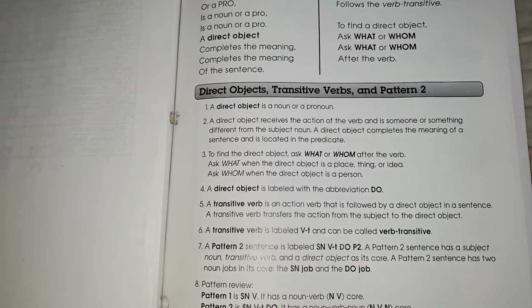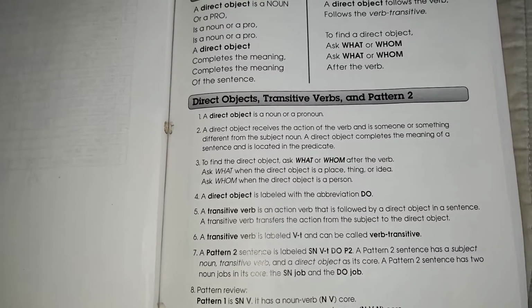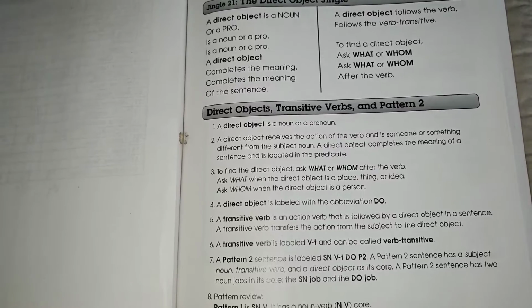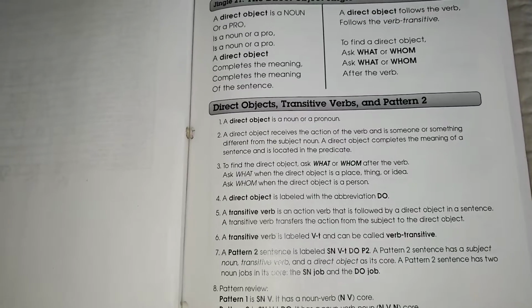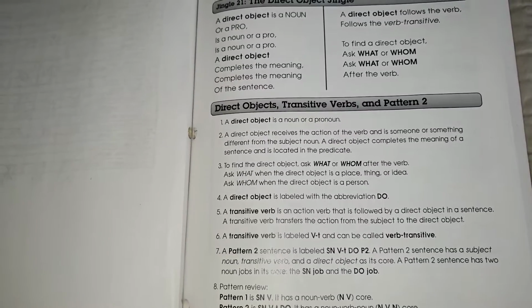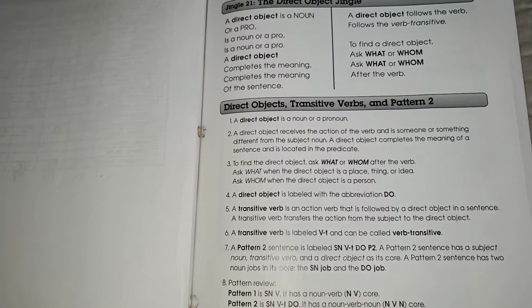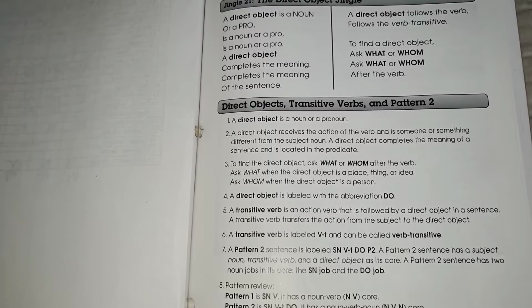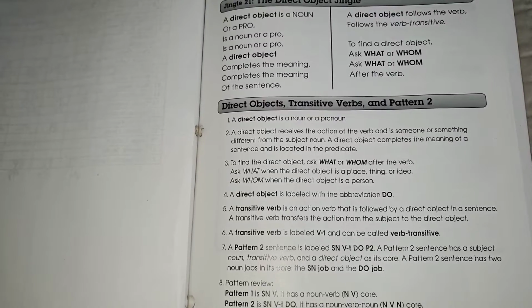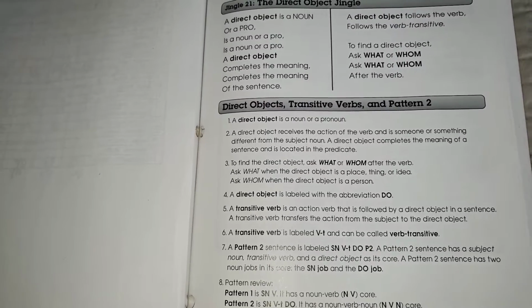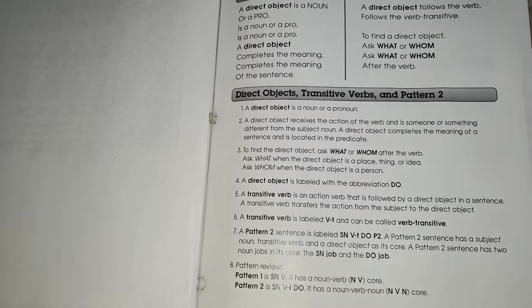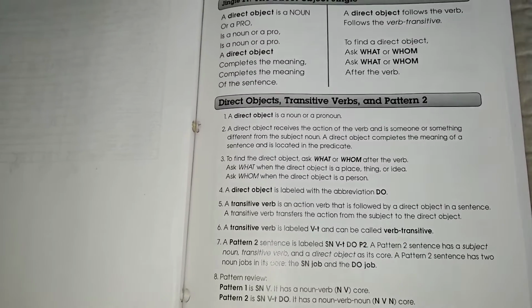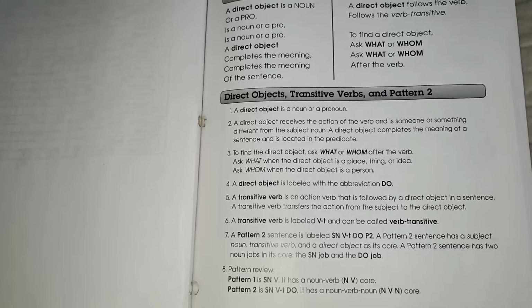Okay, a direct object is a noun or a pronoun. Number 2, a direct object receives the action of the verb and is someone or something different from the subject noun. A direct object completes the meaning of the sentence and is located in the predicate. Several of you have already been writing with these in your practice sentences. Now you can write with them.